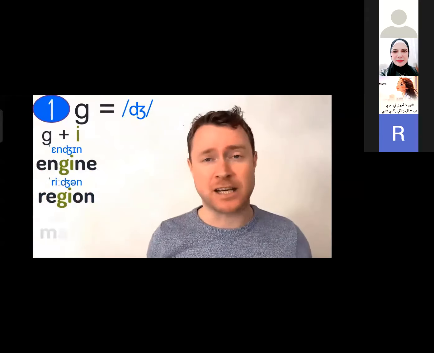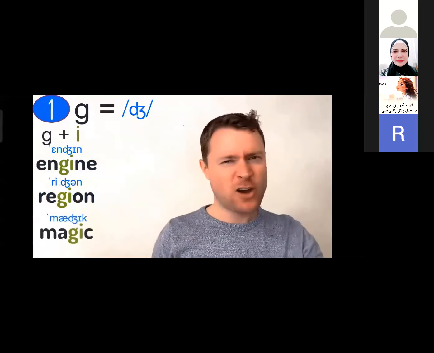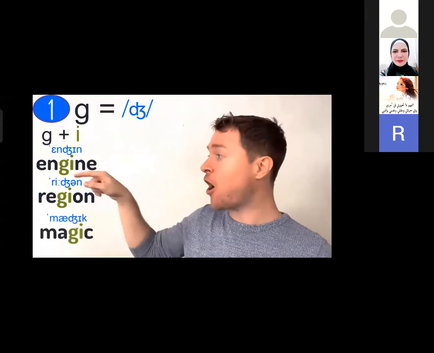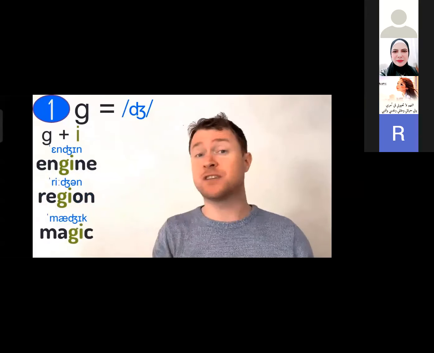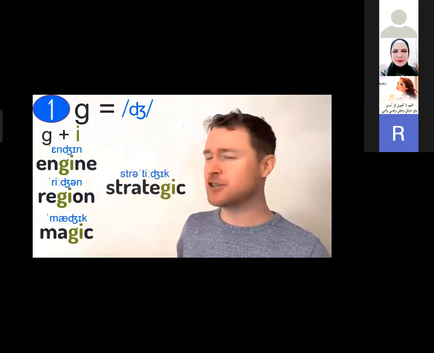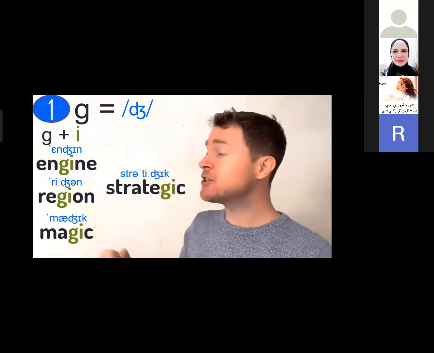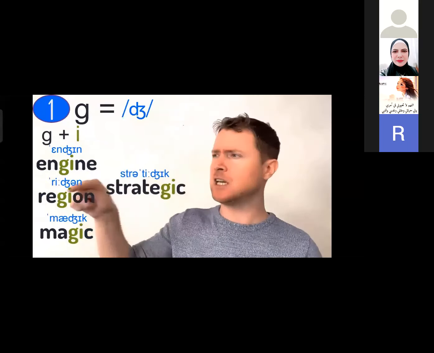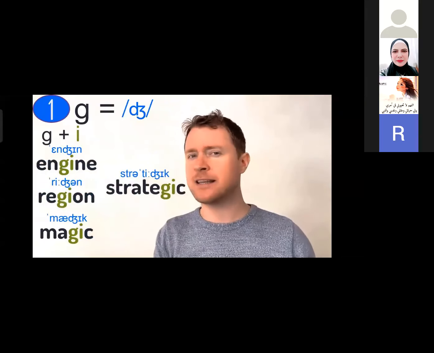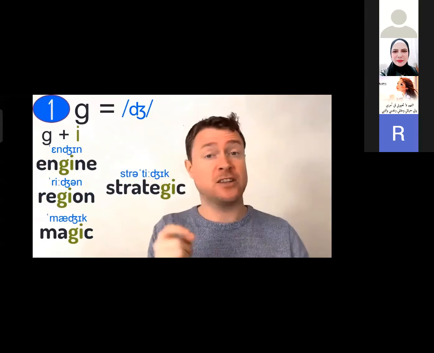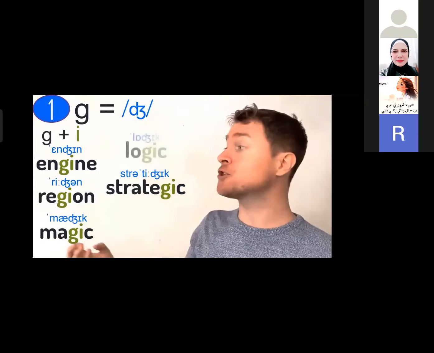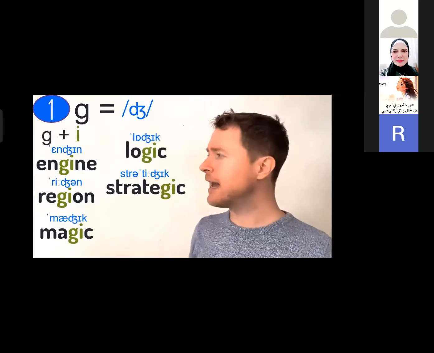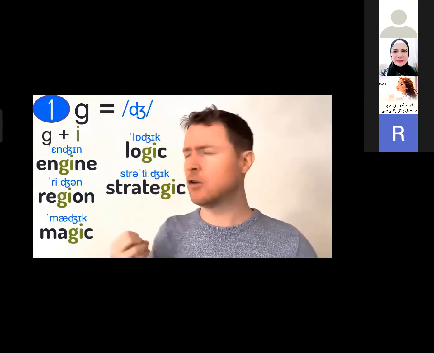Okay? And also words like magic. Magic. Okay? Often where you see that G, I, and C come together in words like magic or strategic. Okay? Strategy and strategic. Strategic and magic both end in G-I-C. And nearly always in English that means that G is pronounced J. Another example here is logic. Logic. Okay?